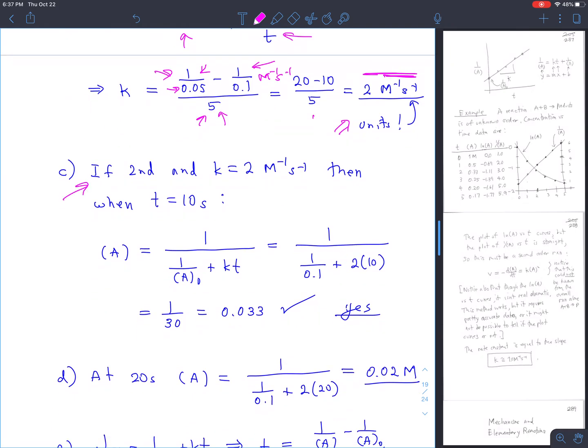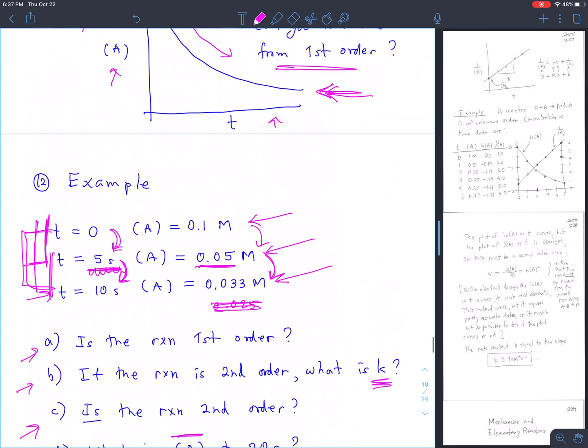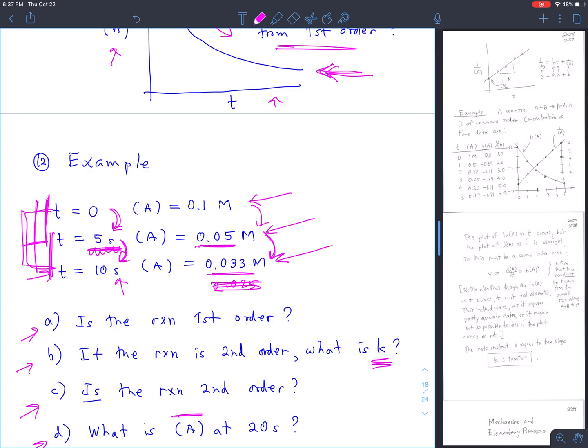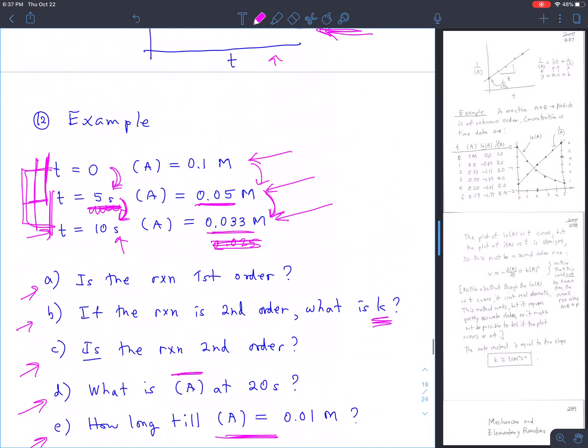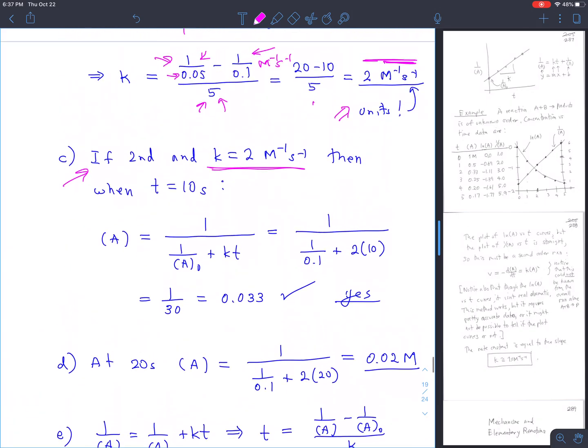So if it's second order, and if we now know the apparent second order rate constant, then at t equals 10 seconds, do we get the right answer, right? We've got a rate constant now. If that rate constant is right, and if it's second order, then we better get this value for our second set of data here. And let's see if we do or not.